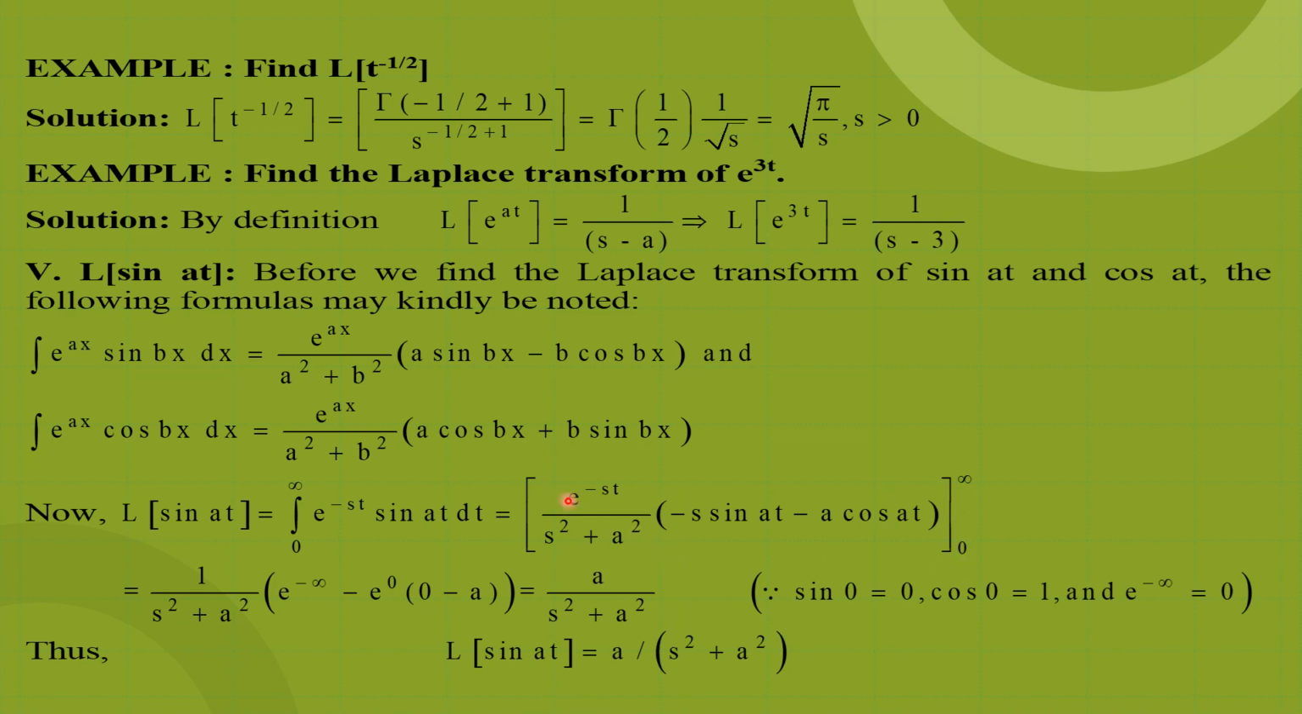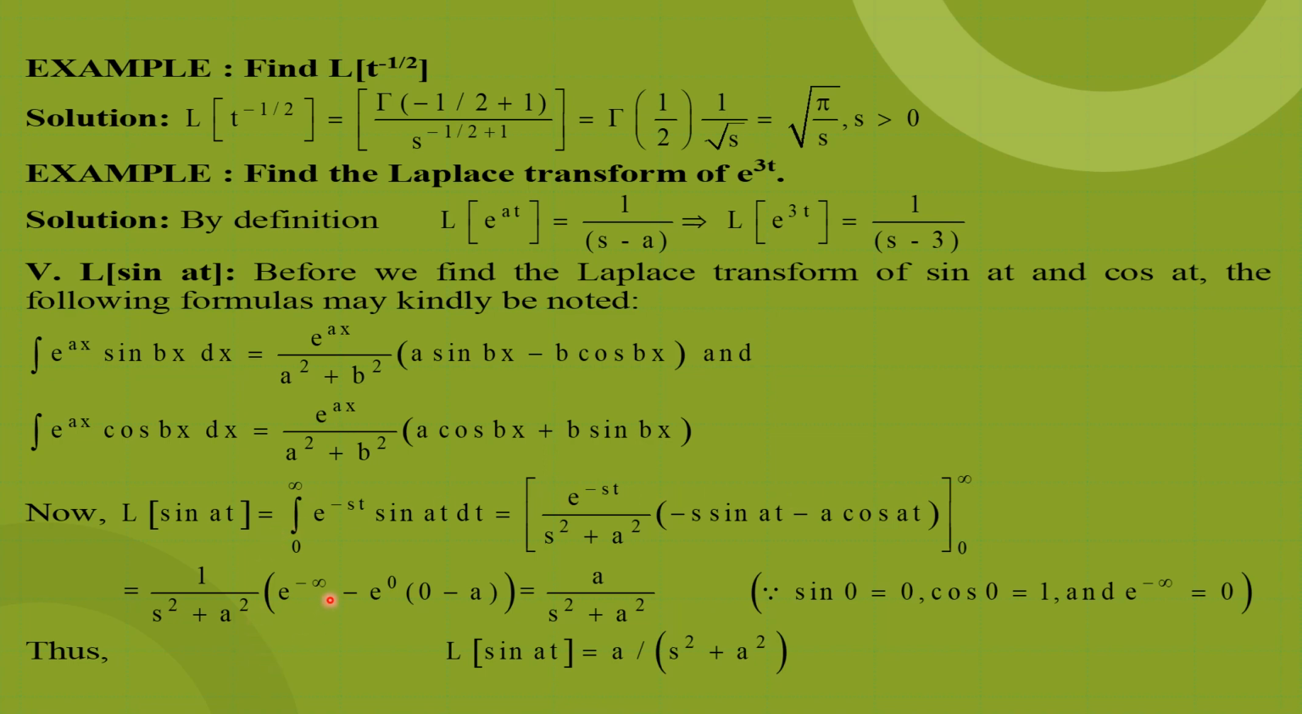Take the common factor 1 over s square plus a square outside. Use the upper limit: e power minus s times infinity is e power minus infinity, and it is equal to 0. So we could not write the other terms.